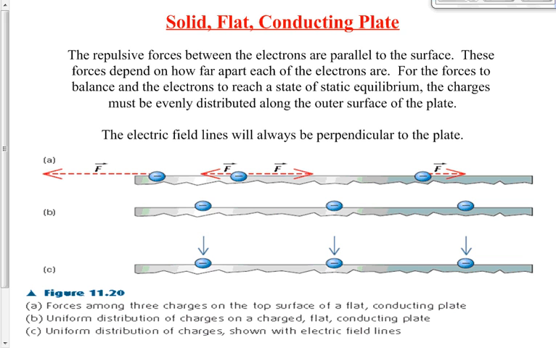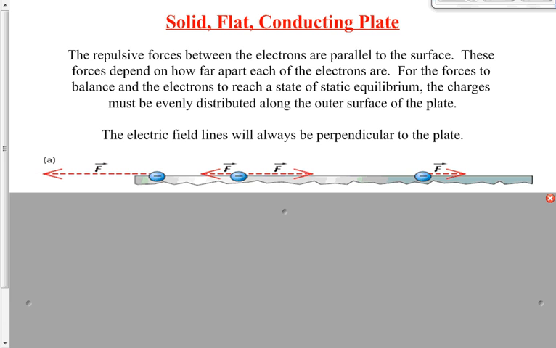But what if we have something that's a little bit flatter, or a lot flatter? Something that looks like this. Let's name these guys charge 1, charge 2, and charge 3. These three charges are randomly distributed right now. They want to reach a point of static equilibrium. They're not there yet. The forces aren't balanced yet. So how do they reach it?